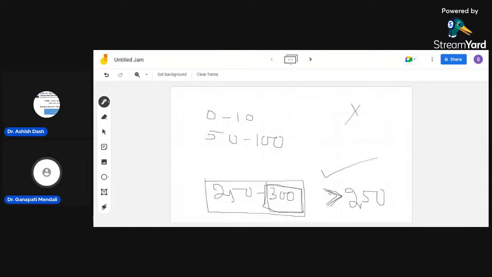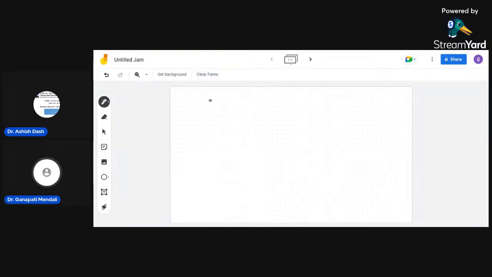Okay, so now coming to the geometric mean. Geometric mean is another method of the calculation of average. So where can we use the geometric mean? We can use it to measure the average rate of change over time.